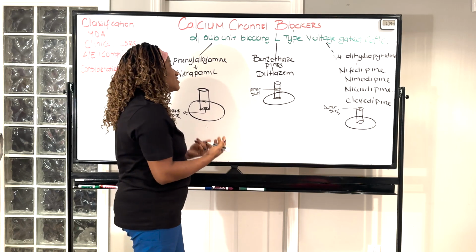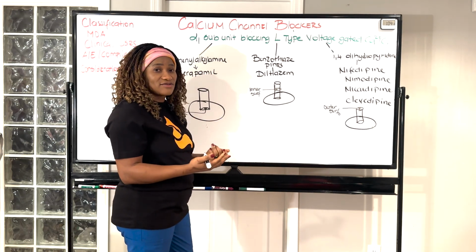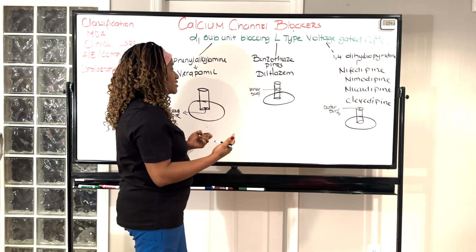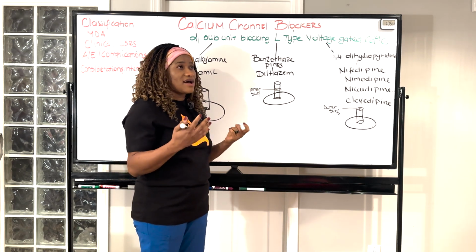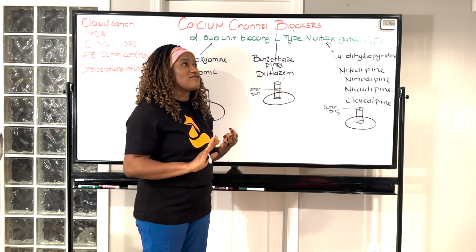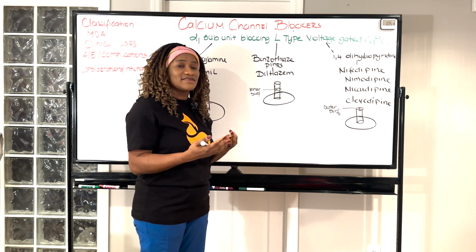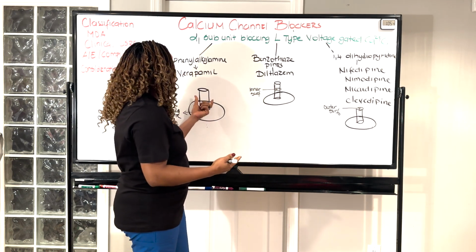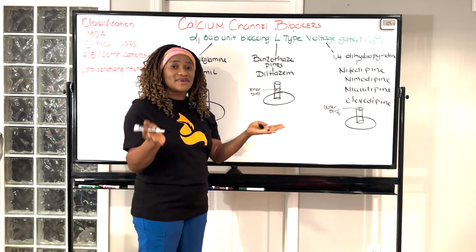So they actually need that channel to be open, and they can block that entry. So they have this use frequency dependency. If you have a patient that has a heart rate of 150 versus a patient that has a heart rate of 120, they're going to act mostly on the patient that has a heart rate of 150, because in that patient, these channels are opening all the time so the calcium can get in.